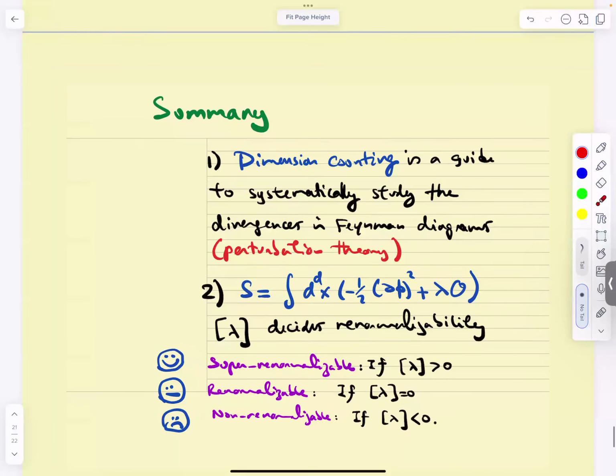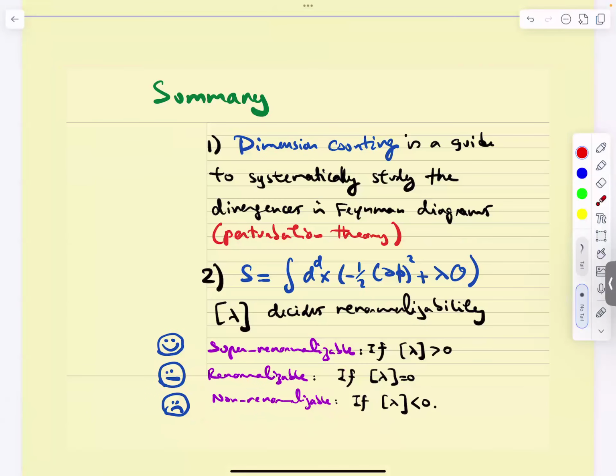All right, I'm going to end with a summary of what we discussed. Dimension counting is a guide to systematically study the divergences in Feynman diagrams in perturbation theory. When you have an action like this for a scalar field with some coupling, for example lambda phi to the n, it is the dimensionality of lambda that decides renormalizability. If lambda is positive, it's super-renormalizable. These theories are very, very nice and good. If lambda is equal to 0, it's renormalizable, and if lambda is negative, it's non-renormalizable.